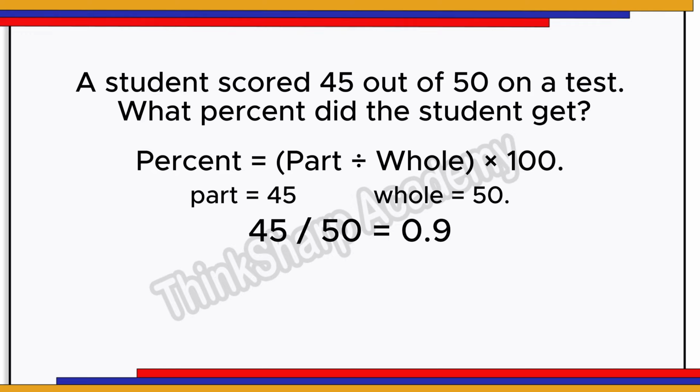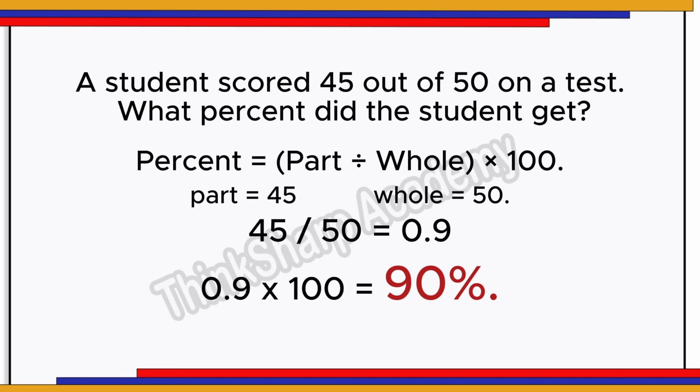Next, we divide 45 by 50, which gives 0.9. Finally, we multiply 0.9 by 100 to convert it to a percent, which gives 90%. Therefore, the student scored 90% on the test.